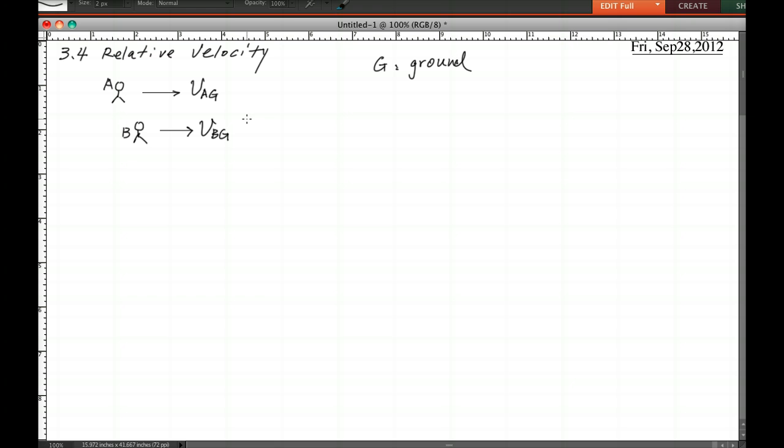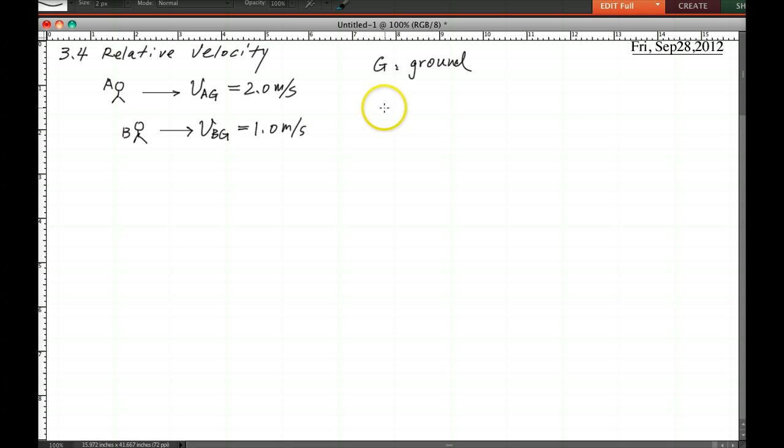If the ground were a board that is moving itself, then your velocity would be different, right? So, let's just give some numbers. Person A is 2.0 meters per second, moving to the right relative to the ground. Person B is 1.0 slower.